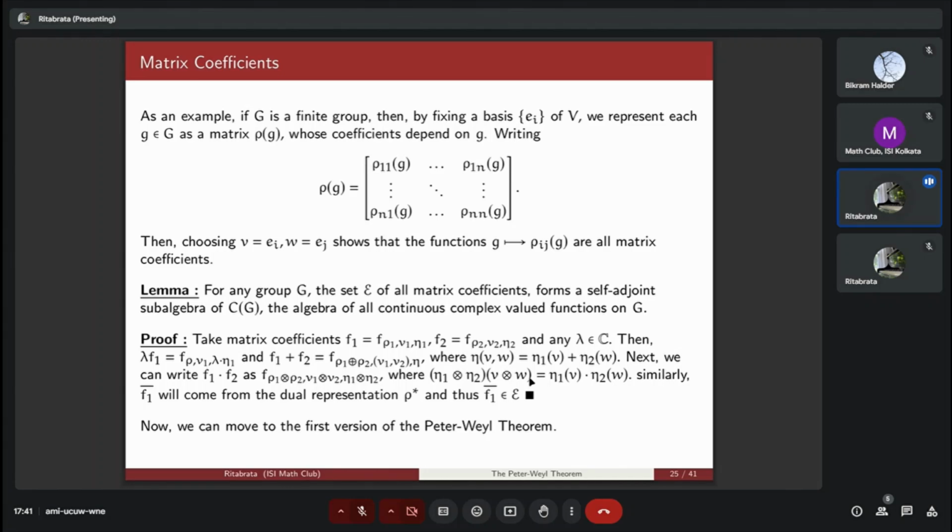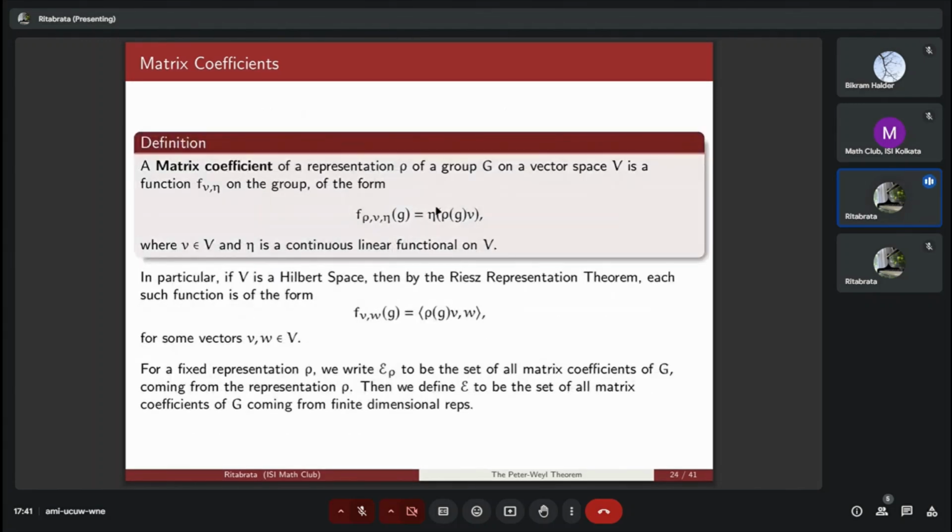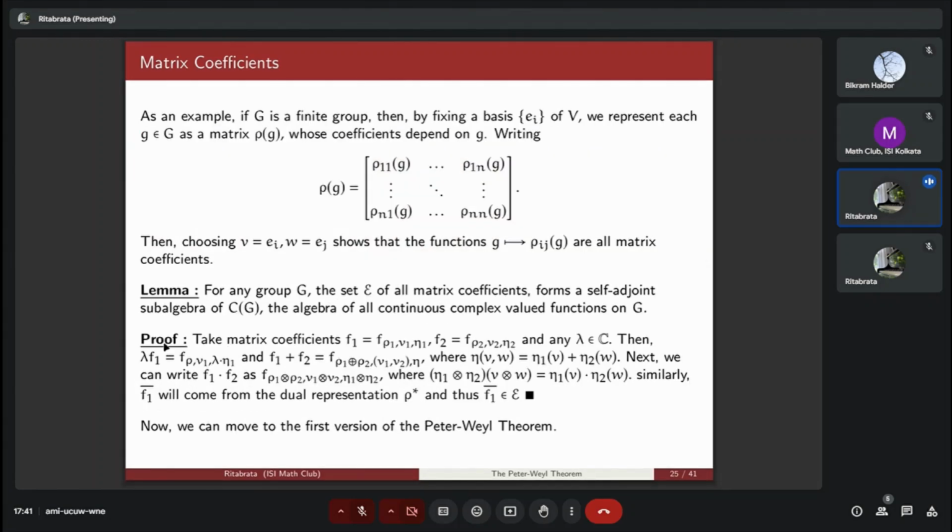So take any two matrix coefficients f1 and f2 and any complex scalar lambda. Lambda f1 is basically just multiplying the linear functional eta by lambda. This will give you lambda times f1. So if f1 is a matrix coefficient, lambda times f1 is also a matrix coefficient. If f1 and f2 are matrix coefficients, then f1 plus f2 is also a matrix coefficient.